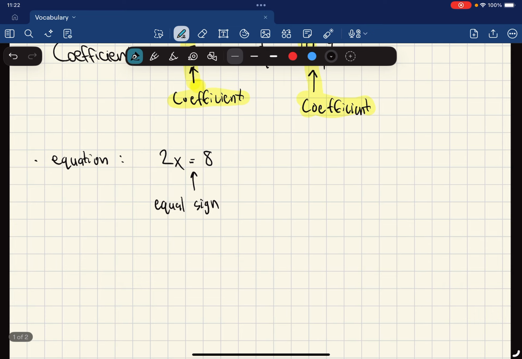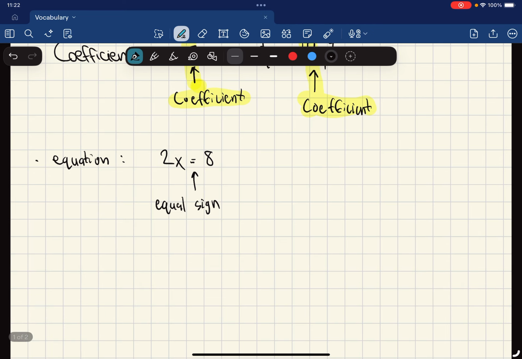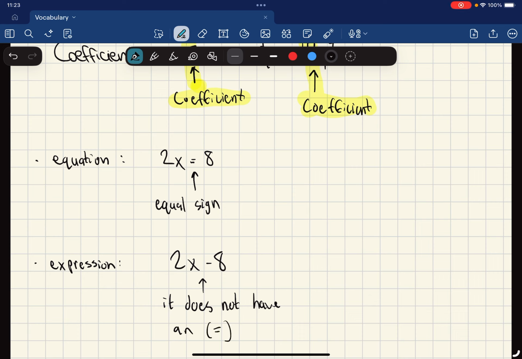Now let's go over an expression. What is an expression? An expression doesn't have an equal sign. Let's do the same thing, maybe 2x minus 8. If you look over here, this is an expression because it does not have an equal sign. This is why this is an expression.